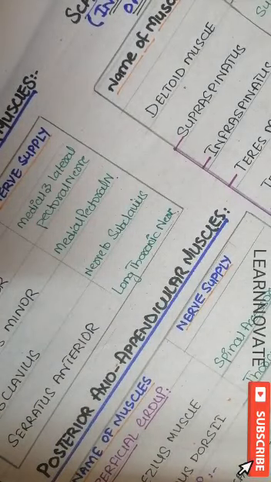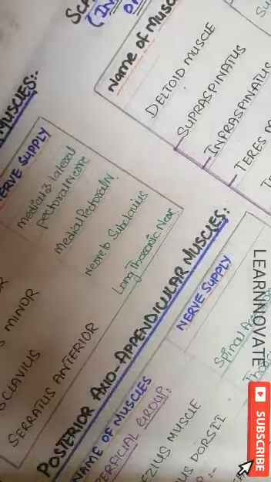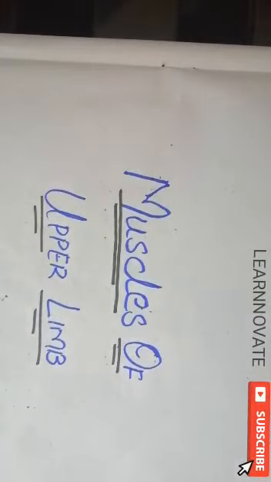Today we are going to discuss some of the major muscles, their nerve supply, and the actions of all the muscles of the upper limb. I will be covering all the muscles of the upper limb with their nerve supply and with easy notes, and I have made a chart for you to be better explained and easily understood. So let's start the video.